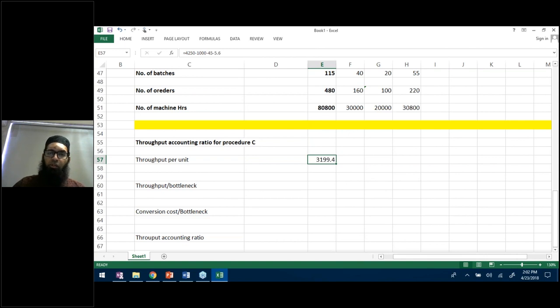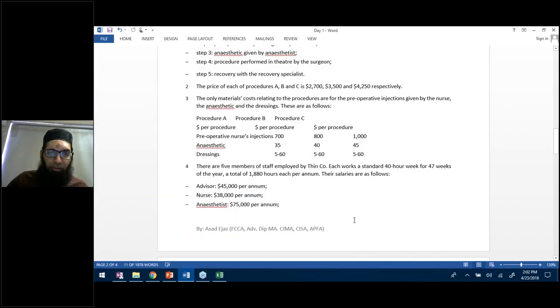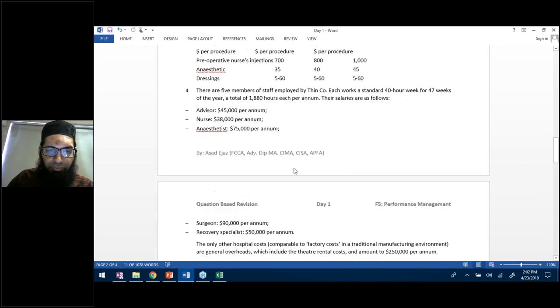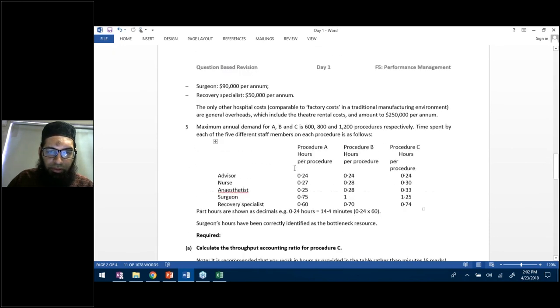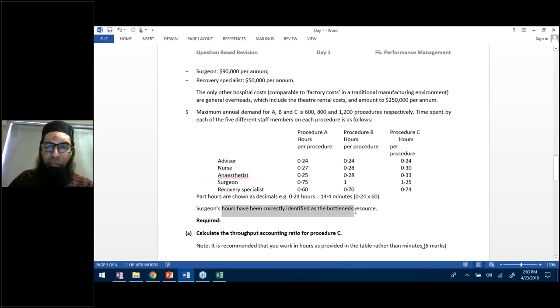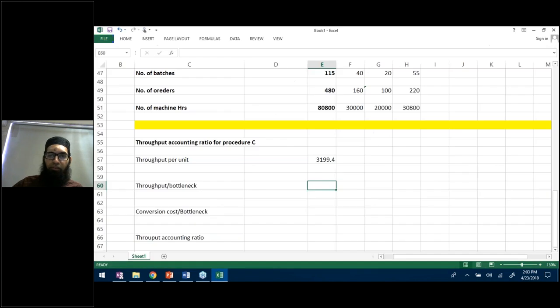This is throughput per unit. Now I have to determine the throughput per bottleneck. So clearly in the question, we have been told that the surgeon are the bottleneck. So to calculate the throughput per bottleneck, we will be dividing the throughput per unit by the surgeon hours per unit for procedure C, which is 1.25. So equal throughput per unit divided by 1.25, which is the surgeon hours per unit for procedure C.